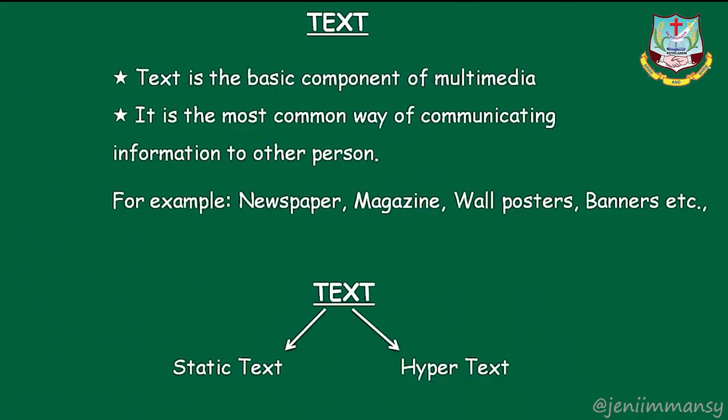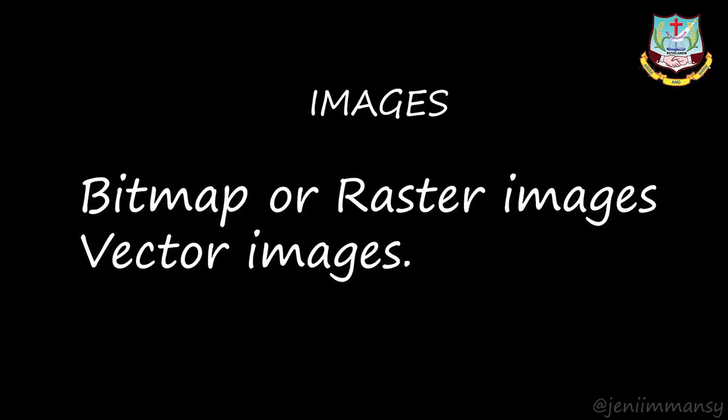Okay, and the next one we are going to see is image. Image is a main component in multimedia. These images are generated by computer in two ways. We'll be seeing both these ways in detail. The first one is raster images, or we can say bitmap images, and the other one is vector images. So the two ways of image generation used in computer are bitmap or raster images, and vector images.